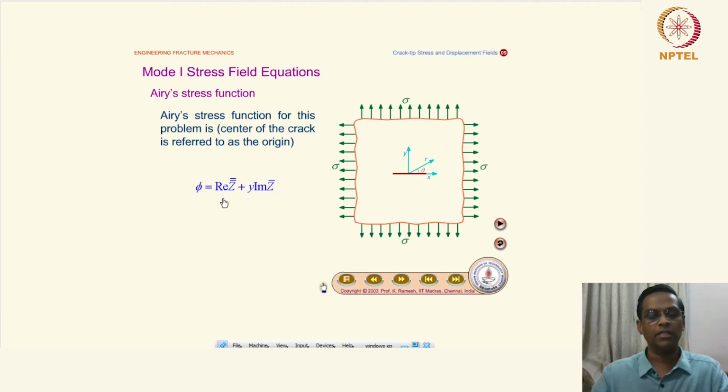So this is an Airy stress function. Phi is equal to real part of z double bar plus y imaginary part of z bar. So this function is proposed or taken from the theory of elasticity. It has been arrived at by different means, sometimes even by intuition, but this particular Airy stress function is being applied in this crack problem, and how this is going to give the solution, that is the point we have to see.